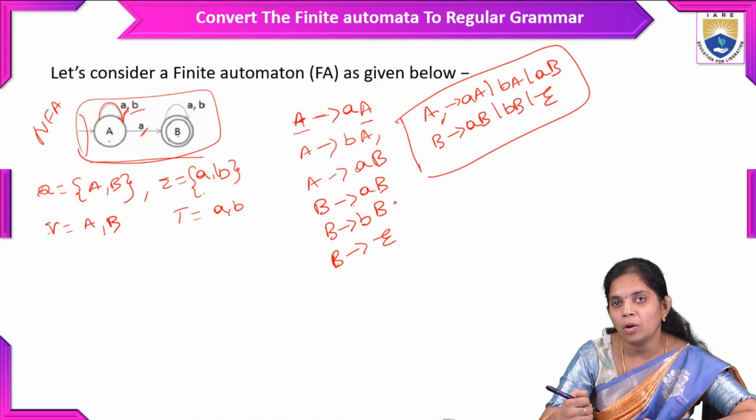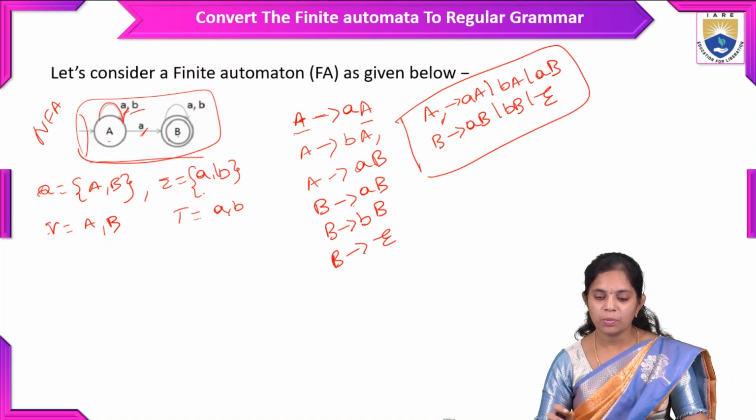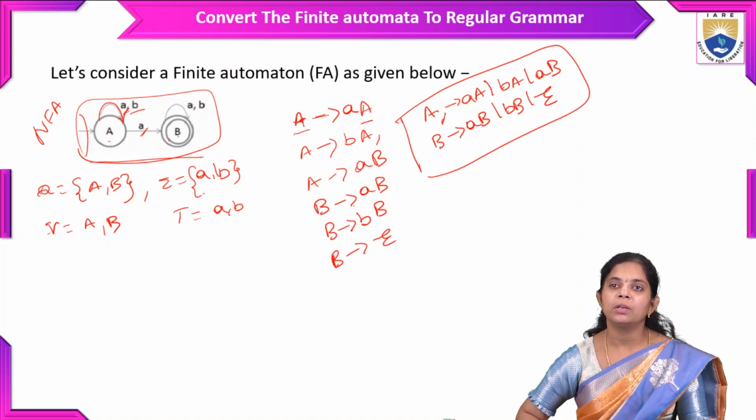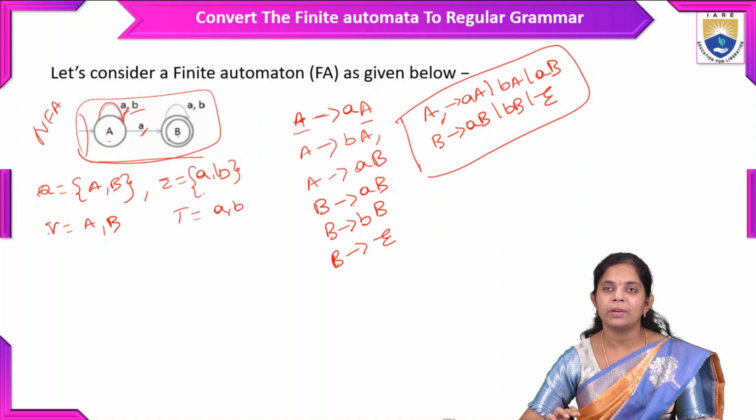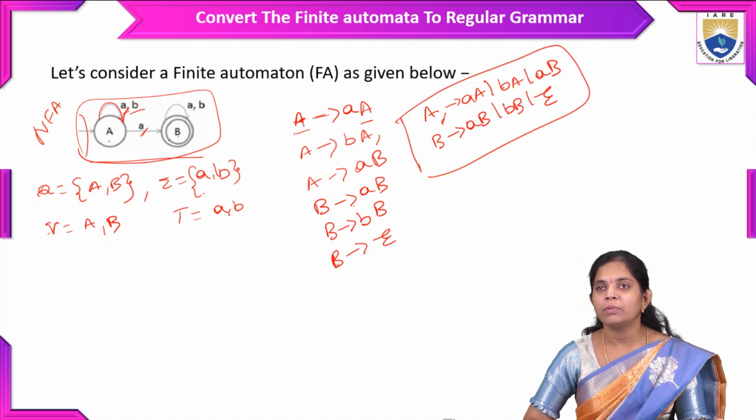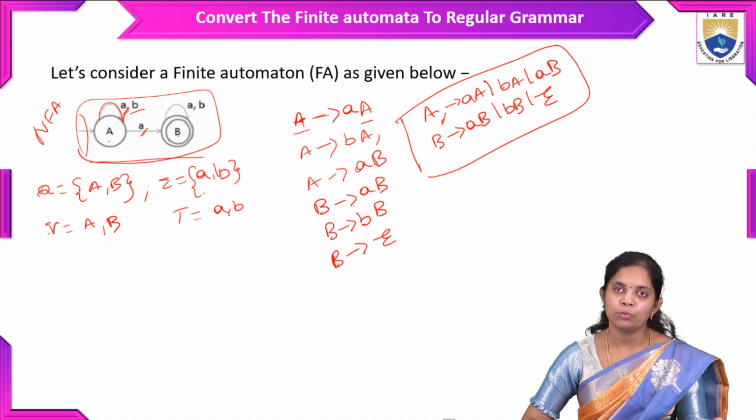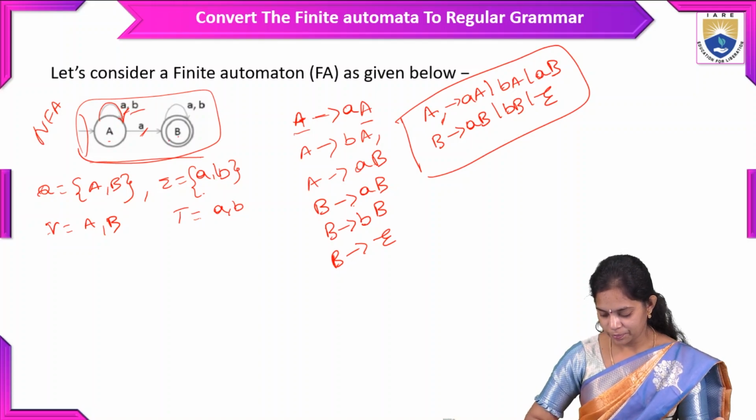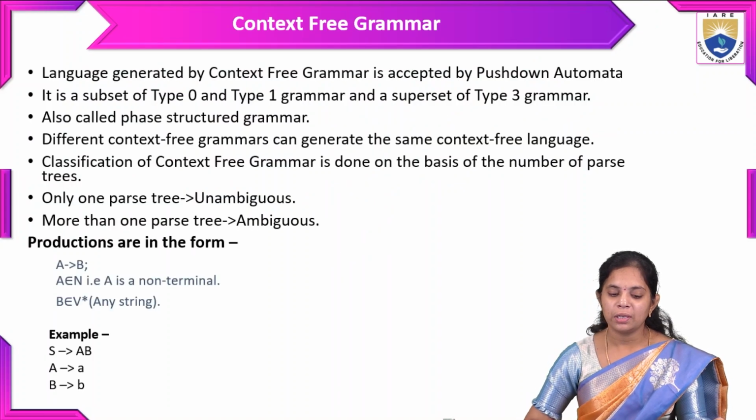From the finite automata, this is the grammar. If we are given a finite automata, we need to convert it to a grammar, and in that sense we need to follow this algorithm. And this is about the regular grammar.